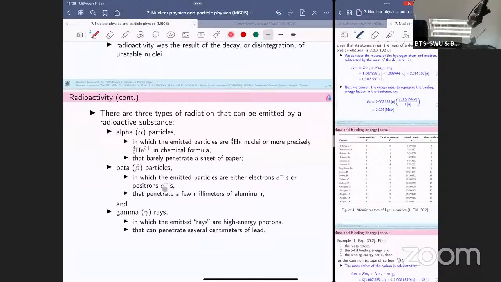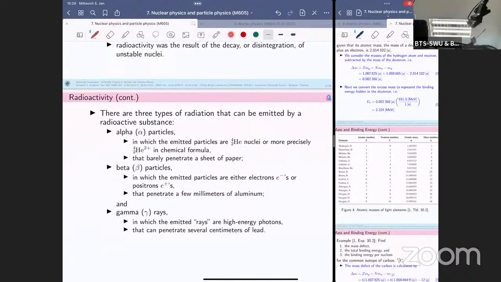The penetration ability of beta is a few millimeters of aluminum. For alpha particles, they hardly penetrate a sheet of paper. And gamma rays are the most harmful, in which it emits rays that are high-energy photons. It's not a particle, it's a photon. It's a boson, on the right side of the standard elementary particle table.